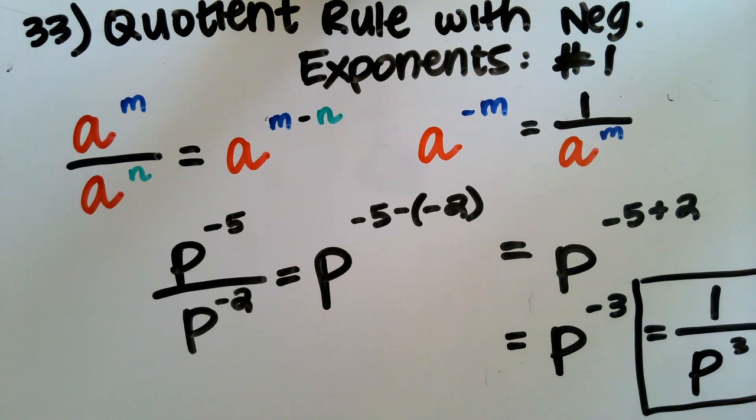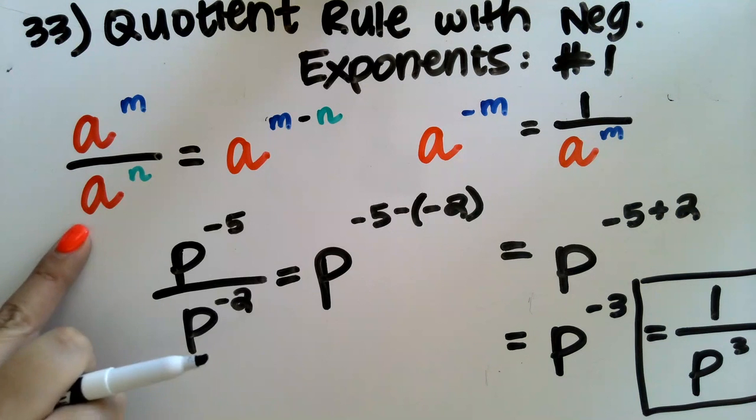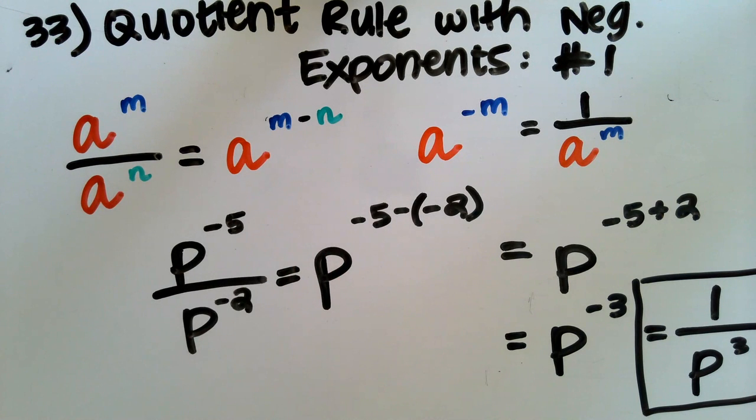So here, we successfully utilized two different exponent rules, both our quotient rule and our negative exponent rule.